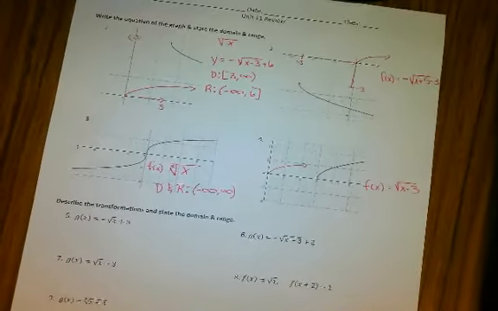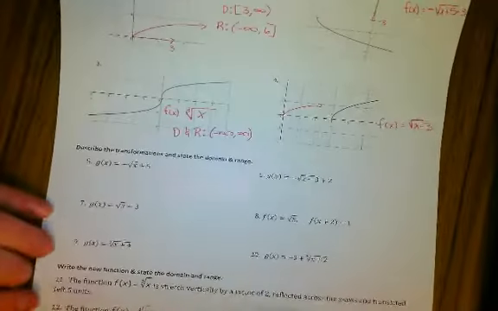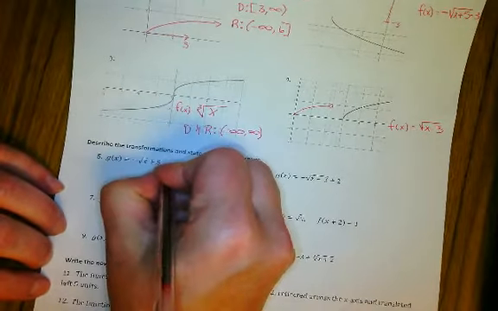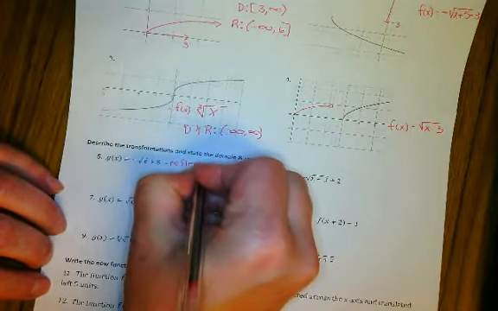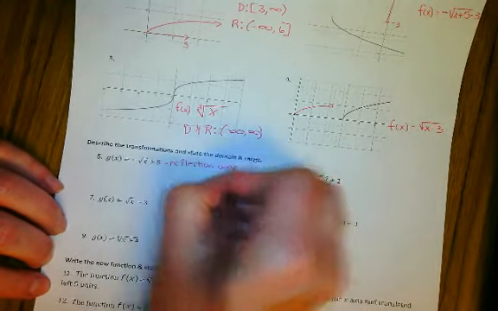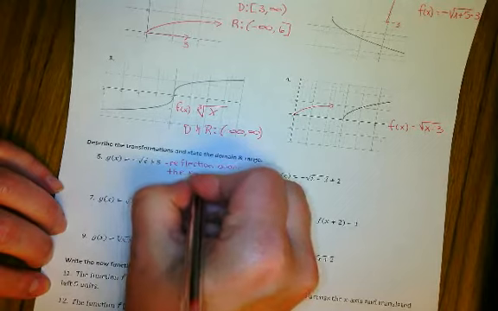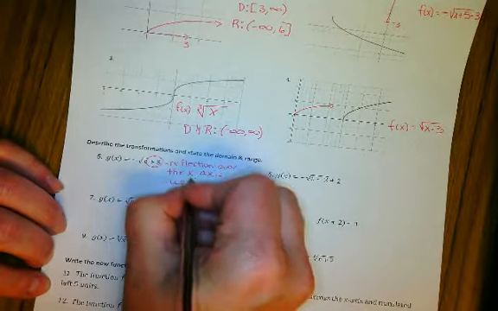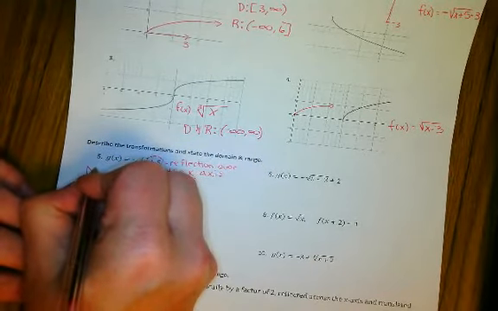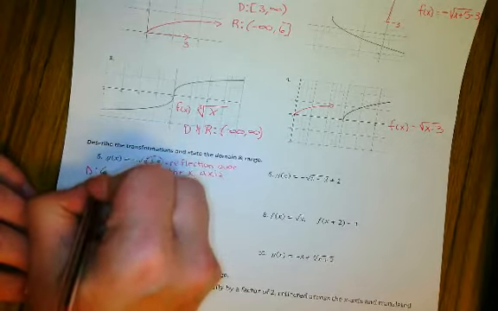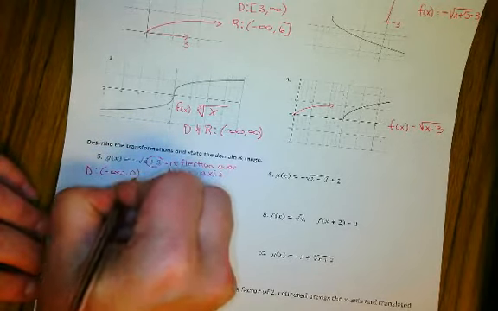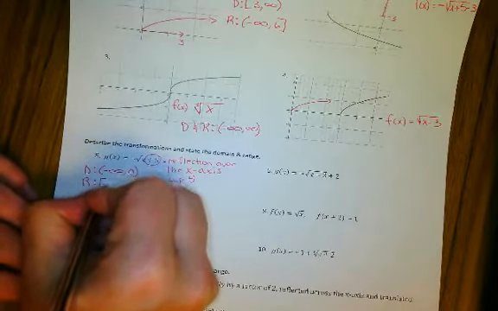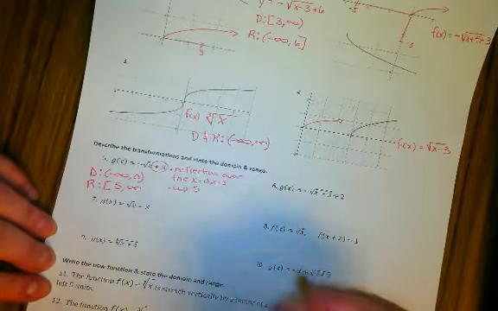All right, on number 5, and I'm not going to do all of these, I'm just going to do some of them. So on number 5, again, you'll notice that you have this negative right here. So that tells me it's a reflection over the x-axis. And the 5 here tells me that it went up 5. So my domain is going to be negative infinity to 0, again because of that reflection over the x-axis. And then the range is going to be from 5 to infinity.